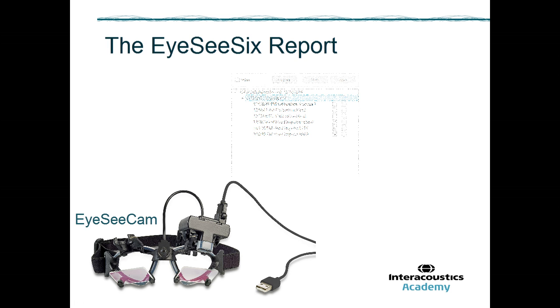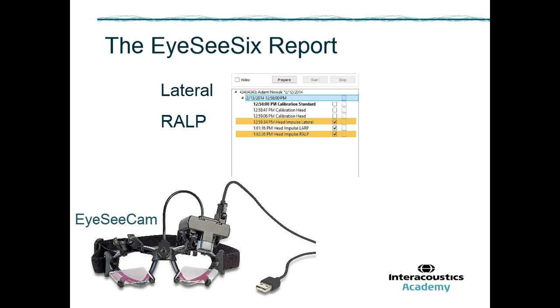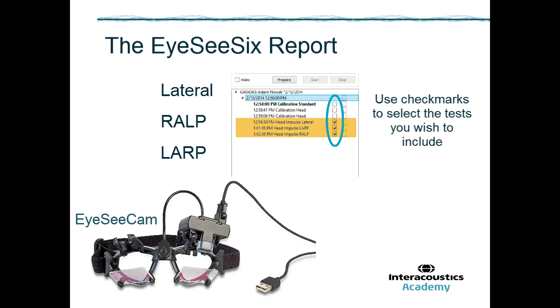In order to generate this report, you need to complete at least one run of each protocol: lateral, RALP, and LARP. If you choose to run a protocol more than one time, then you can use the check marks to decide which run from each protocol you wish to display in your EyeSeeSix report.